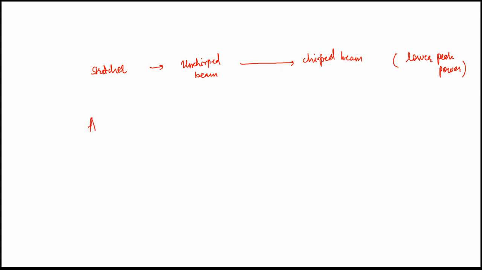Okay, what does a stretcher do? Stretcher converts unchirped beam to chirped beam. What happens? Lower peak power. Why? Because the number of photons remain constant.